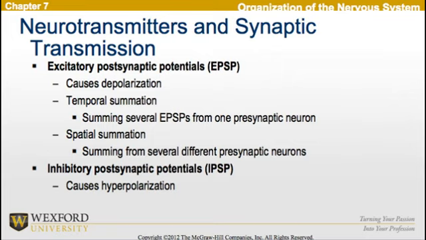Again, talking about neurotransmitters and the synaptic transmission, we have an excitatory postsynaptic potential. This causes the depolarization. In addition, there's a temporal summation, the summing of several EPSPs from one presynaptic neuron. There's also a spatial summation, which is the summing from several different presynaptic neurons. In addition, we have an inhibitory postsynaptic potential caused by hyperpolarization.